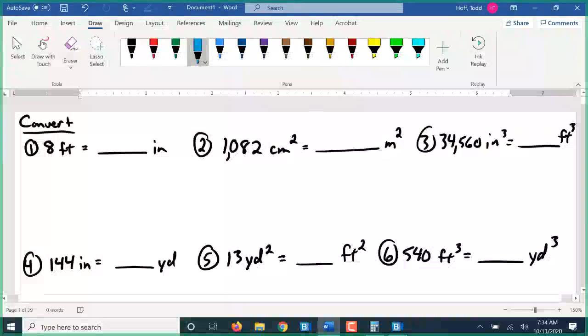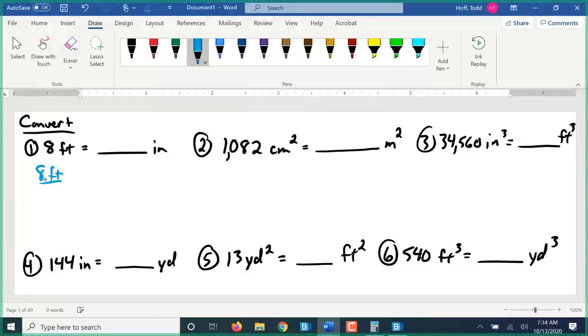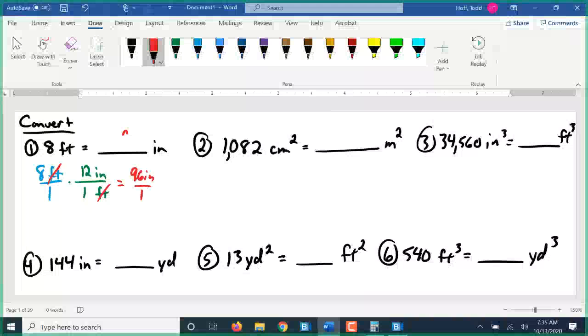Number one, we're asked to convert 8 feet into inches. Now, most of us know how to do that without a conversion factor, but we're going to use it anyway. So we put the 8 feet over 1. We're going to put feet on bottom, inches on top. 1 foot is 12 inches. The feet cancel out. 8 times 12 inches is 96 inches, and 1 times 1 is 1. So 96 inches divided by 1 is just 96 inches.